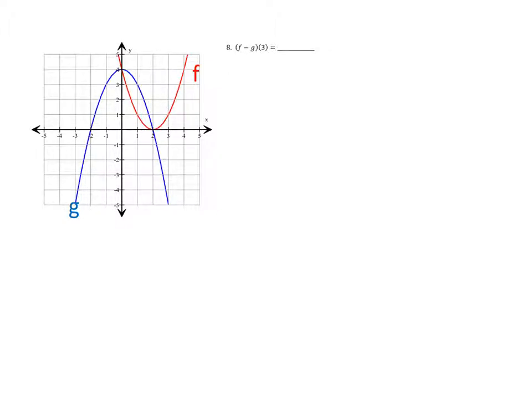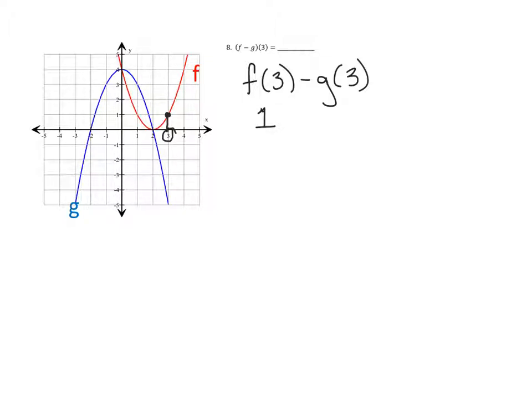Here we have f minus g of 3. So let's rewrite it first. f of 3 minus g of 3. And just like the last example, we're going to use the same graph. This time our x is 3, so let's find f of 3. So our x value is 3, right here. f is the red, so when x is 3, we go up, and there's our point. Remember, f of 3 is the y value, so f of 3 would equal 1.